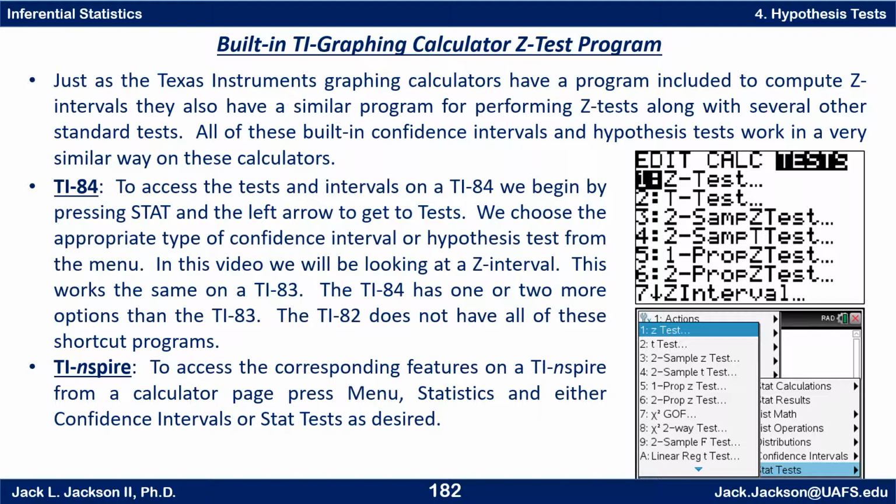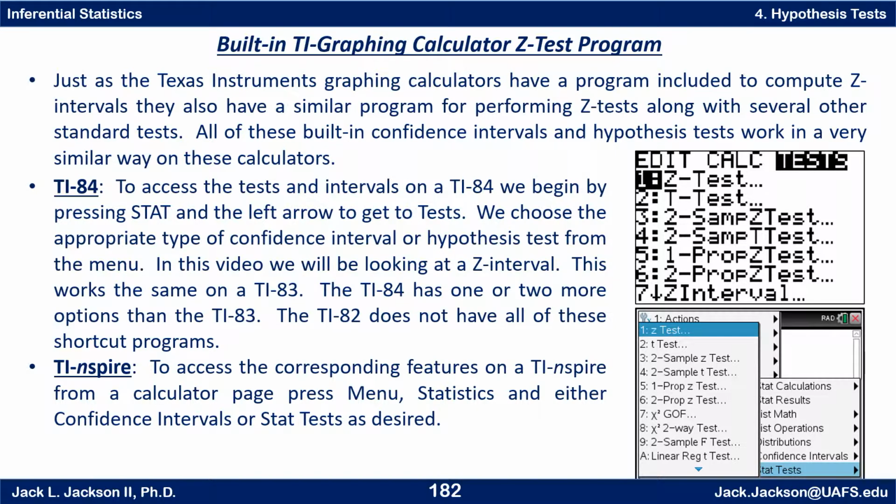On the TI-84, to access the tests and intervals, we begin by pressing Stat and the left arrow to get tests. You'll get a screen like this. You could either hit right arrow twice or left arrow once to get to test, and you choose the first one by either pressing 1 or just pressing enter here. To do the same thing for the TI-nspire, you go to Menu, you press Statistics, Stat Test, and then Z-Test.